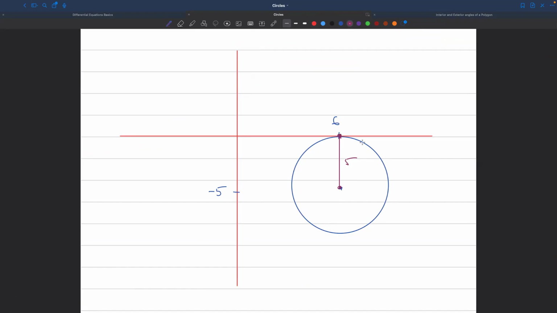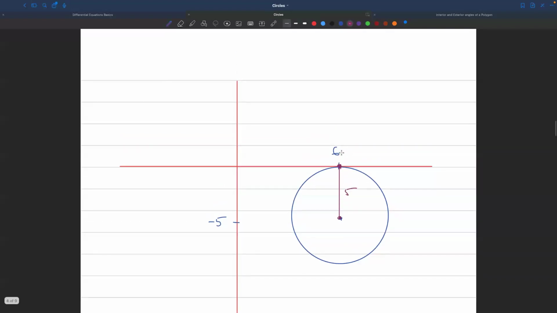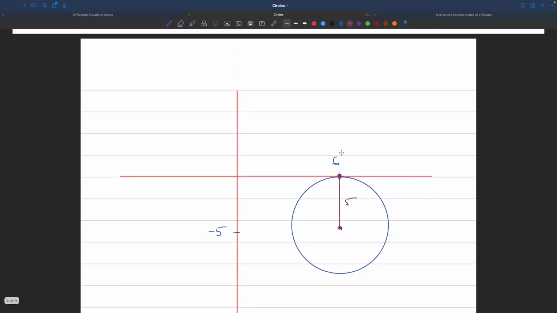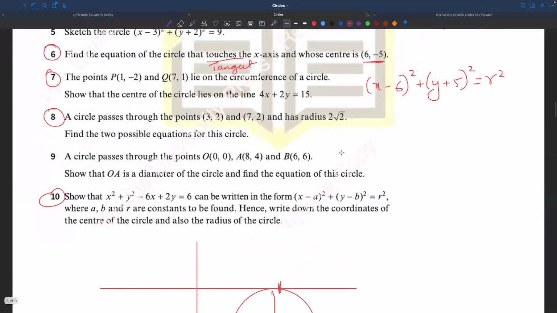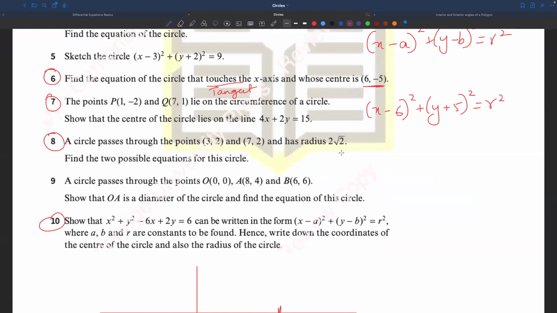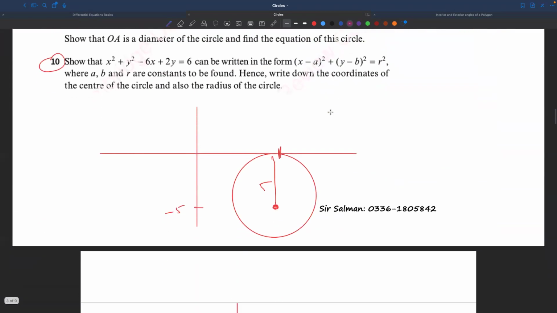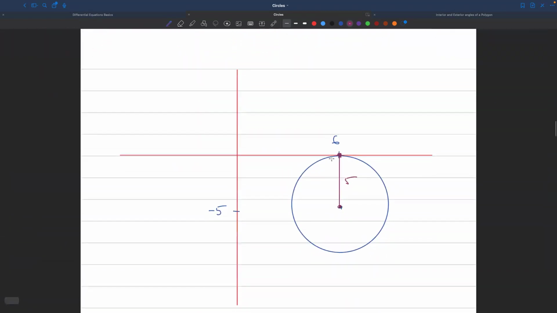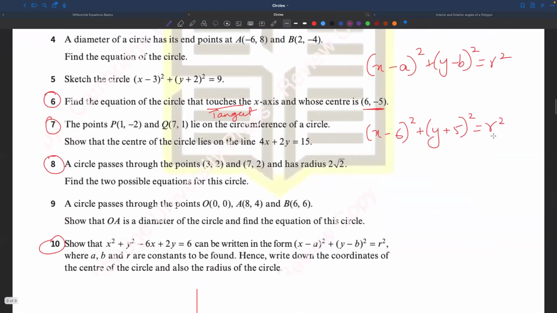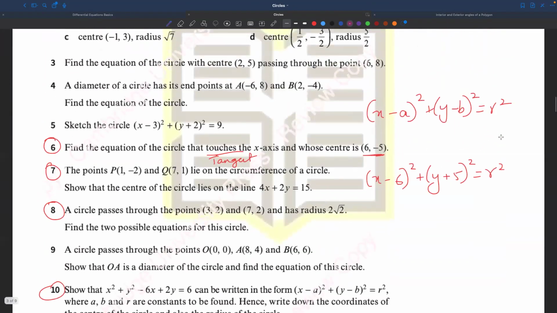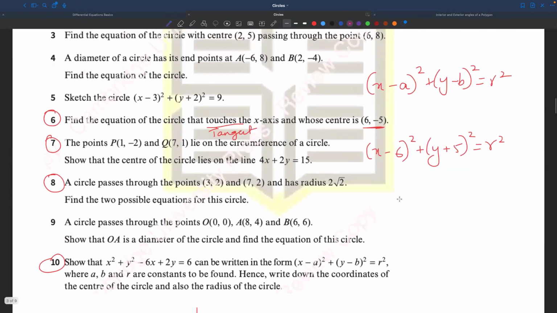And no matter how you touch it, it will always be going exactly vertically downwards, you know? It is touching. So indirectly, they give you the radius as well, but through a different way. So this is one thing you can remember for your future questions, that if it says touches the x-axis, that means it is a tangent. Tangents are always perpendicular to the center. Perpendicular straight to the center from the x-axis will make this length as 5. So now you have radius 5 as well, right?